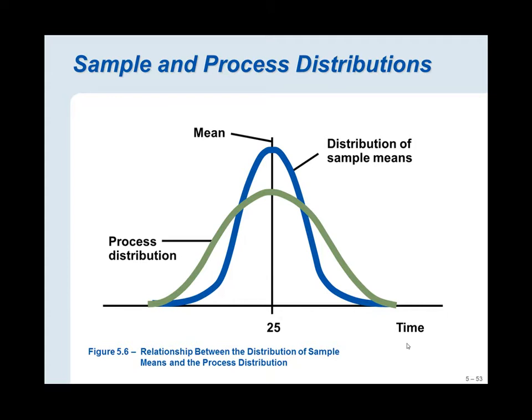The standard deviation of a process is larger than the standard deviation of a sample. The standard deviation of the sample equals the standard deviation of the process divided by the square root of n.